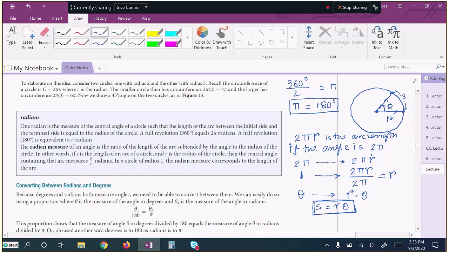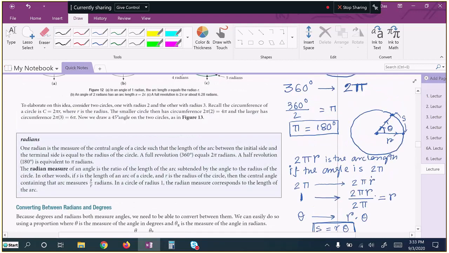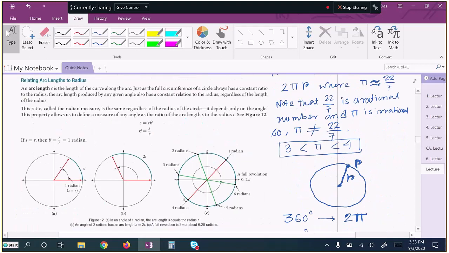So we'll go back to where we described this formula. We said that s is equal to r theta, and theta is equal to s over r, are the conversion formulas for a circle of radius r, giving us the arc length s by a circular cross section of angle measure theta.